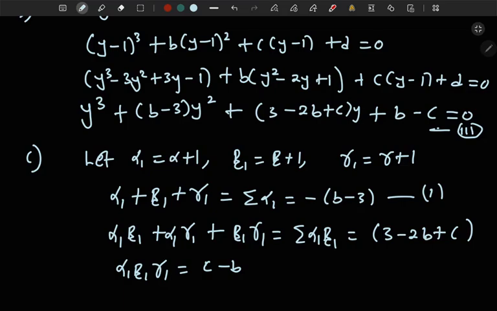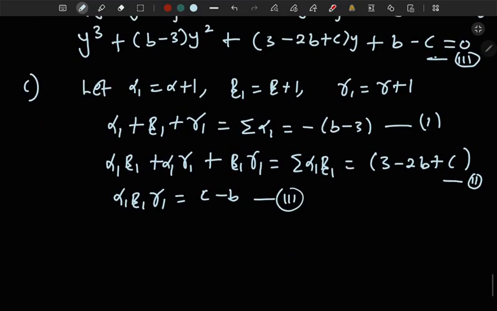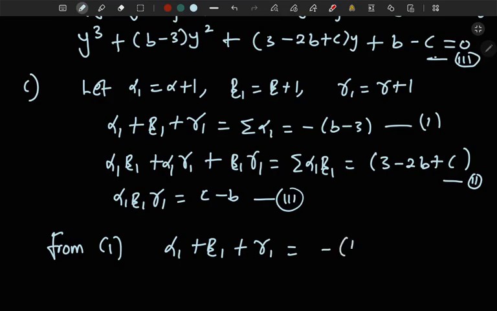Okay, ordinarily it should be minus of whatever you have there, so we can write as C minus B. So let's call this equation 2 and this equation 3. Now from equation 1, let me start from equation 1. From equation 1, we will have alpha 1 plus beta 1 plus gamma 1 equals minus B minus 3.